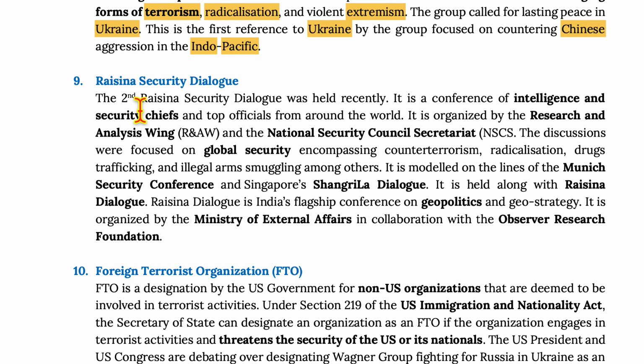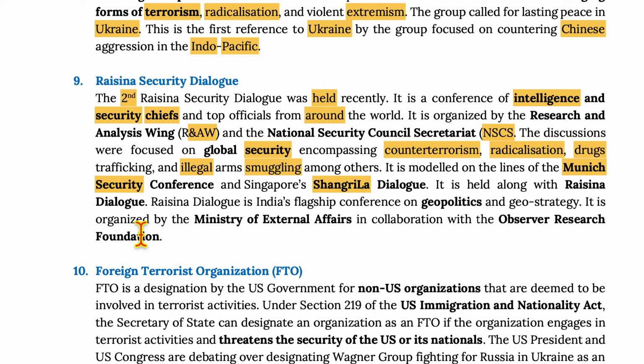Raisina Security Dialogues. The second Raisina Security Dialogues was held recently. It is a conference of intelligence and security chiefs and top officials from around the world. It is organized by RAW, that is Research and Analysis Wing, and the National Security Council Secretariat. The discussions were focused on global security encompassing counter-terrorism, radicalization, drugs trafficking, illegal arms smuggling, and others. It is modeled on the lines of Munich Security Conference and Singapore's Shangri-La Dialogue.